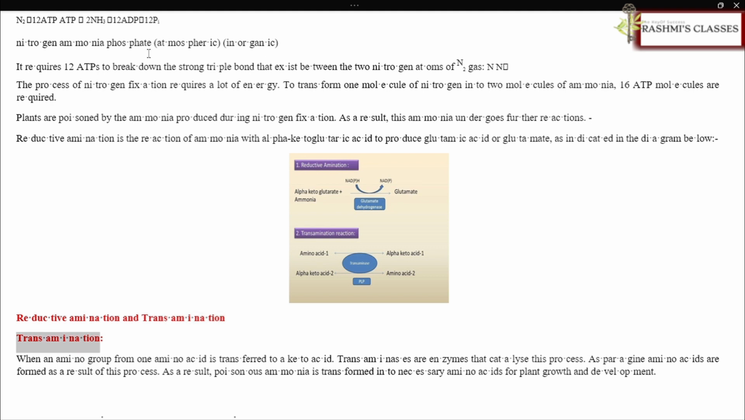Transamination is when an amino group from one amino acid is transferred to a keto acid. Transaminases are enzymes that catalyze this process. Asparagine amino acids are formed as a result of this process. As a result, poisonous ammonia is transformed into necessary amino acids for plant growth and development.